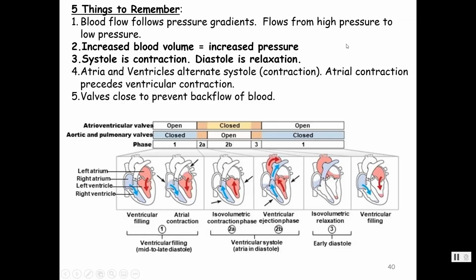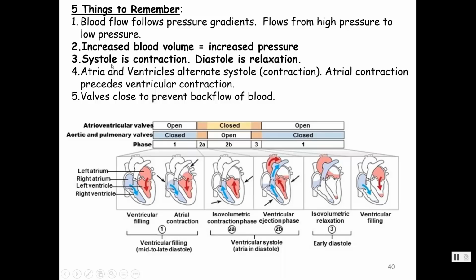Okay, so before we run through this process, there are 5 things I want you to remember and keep in mind. Number 1 is that blood flow follows pressure gradients, so it's going to flow from a high pressure to a low pressure. The next thing is that increased blood volume is going to increase blood pressure. Think of these ventricles as confined spaces if you close the valves, and so the more blood in that space, the more that pressure increases.